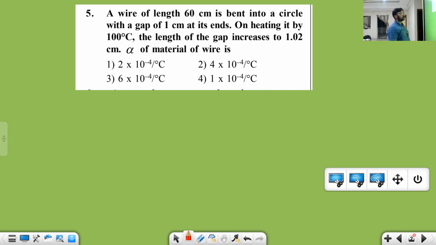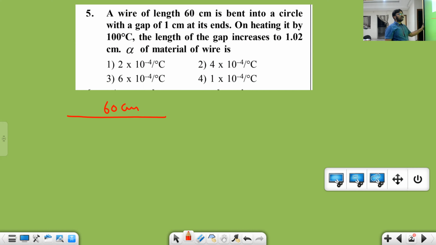A wire of length 60 centimeters is bent into a circle with a gap of 1 centimeter at its ends. On heating it by 100 degrees centigrade, the length of the gap increases to 1.02 centimeter. The coefficient of linear expansion alpha of the material of the wire is.